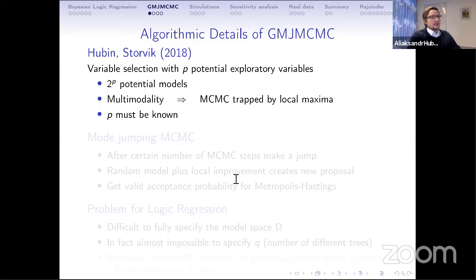And now I'm going to deal with the algorithmic details of the GMJ-MCMC algorithm. Back in 2018, Geir Storvik and I introduced a mode jumping MCMC algorithm for variable selection for generalized linear mixed models. There, however, we can only consider fixed model spaces of linear models where we have up to p potential explanatory variables, all defined in advance, and hence we have 2^p different models.